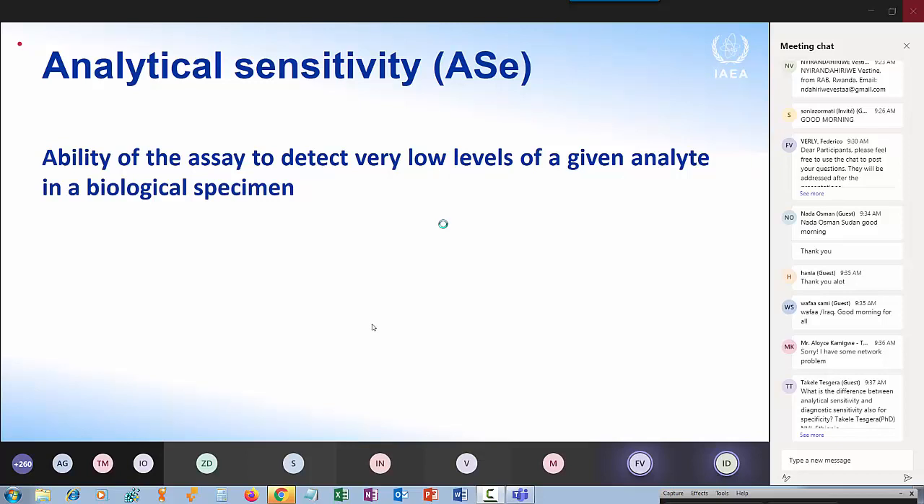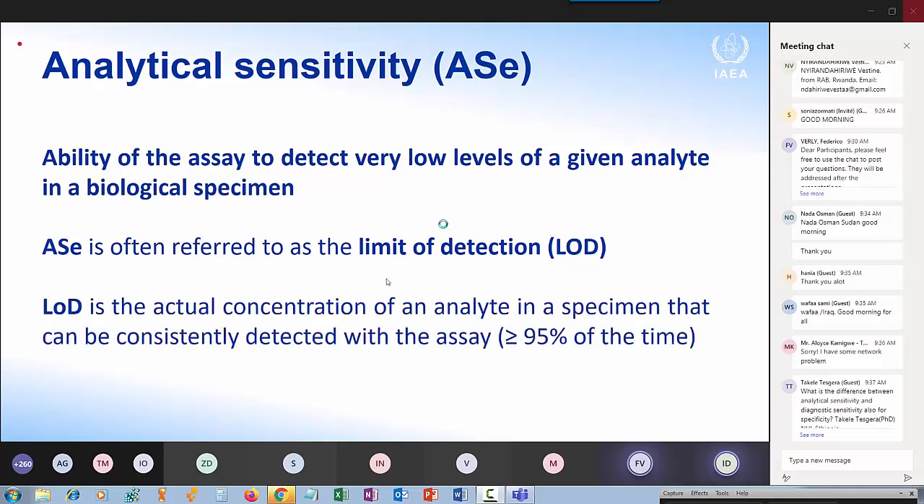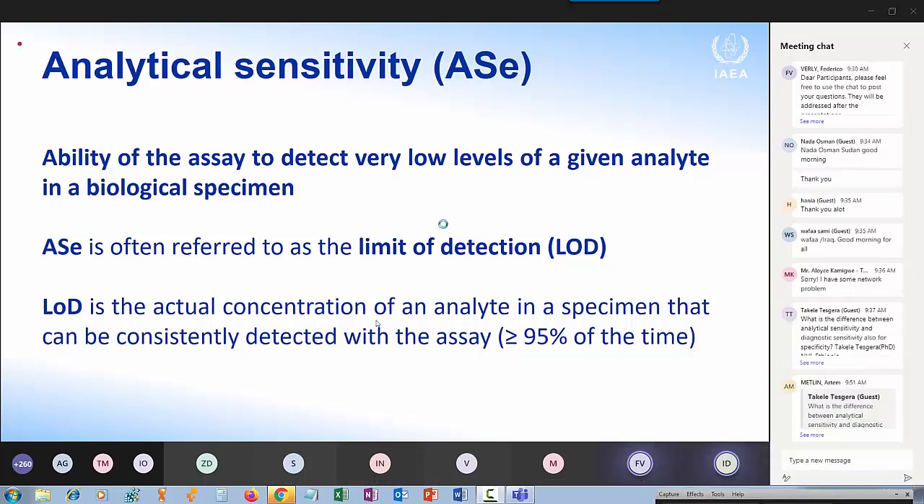So what is analytical sensitivity? We already mentioned that the analytical sensitivity represents the ability of the assay to detect very low levels of a given analyte in a biological specimen. So analytical sensitivity is often referred to as the limit of detection. And the limit of detection is the actual concentration of the analyte in the specimen that can be consistently detected with the assay. And usually we take the confidence level of 95%, so more than 90% of the time the assay will detect this concentration of the analyte in the sample at the limit of detection.